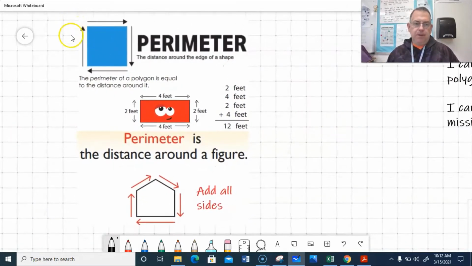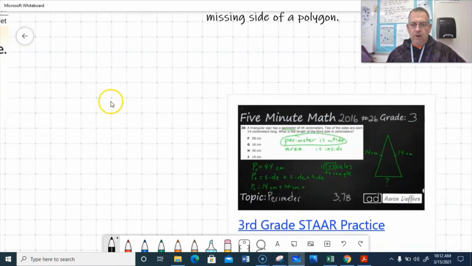Perimeter is the distance around a shape, and the perimeter of a polygon is equal to the distance around it. What we do is add up all the sides. You see right there, we did 2 plus 4 plus 2 plus 4, and that gave us a perimeter of 12 feet for that rectangle. Perimeter is the distance around a figure, and to calculate it, we add all sides.